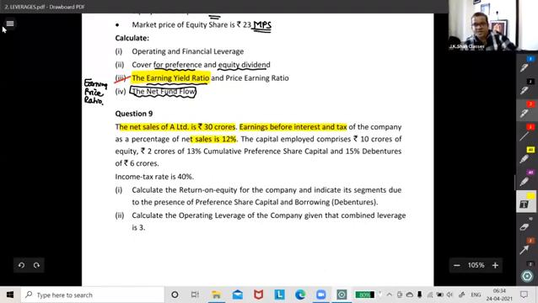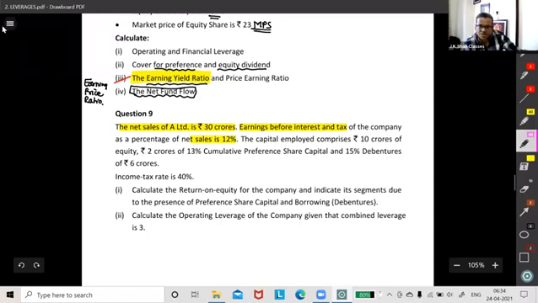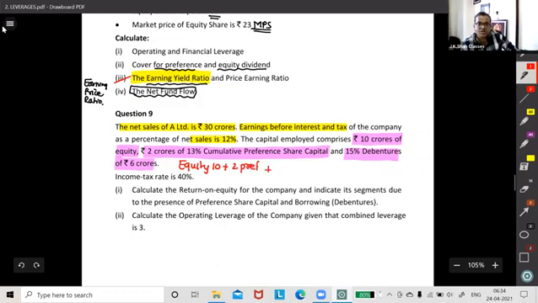Capital employed is comprising of what? 10 crores of equity, 2 crores of preference shares and 15% debentures of 6 crore. So now if you think about capital employed, it would be equity 10 plus 2 of preference plus 6 of debentures. So total capital employed will be 10 plus 2, 12, 12 plus 6, 18. Fine. Tax rate is here.